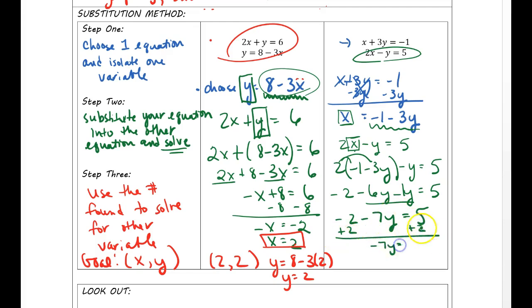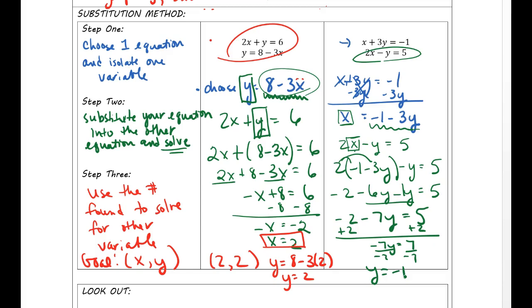Negative 7y equals 7. Now how do I get the negative 7 off of the y? I divide it off. So divide both sides by negative 7, and y equals negative 1. So I'm done with step 2. I told you it's the hardest, and sure enough, on this one, definitely the hardest. But I've got y is negative 1, so hooray.